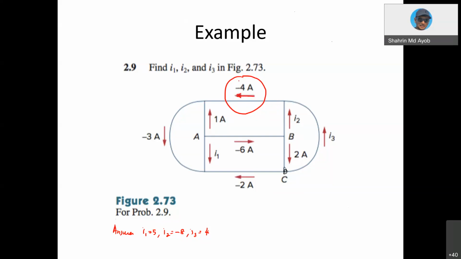So meaning that I can write down here that this is actually similar to positive 4 ampere. If I want to have a positive, the direction must be reversed. That is actually what it is all about.